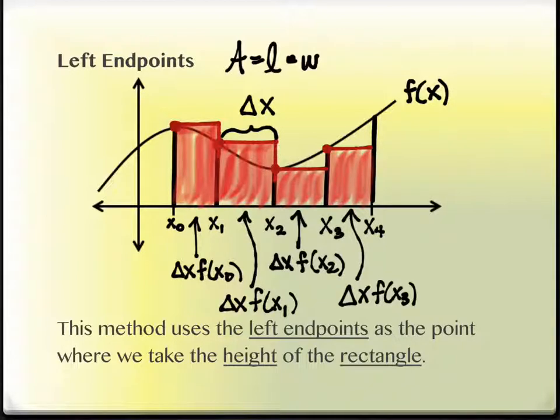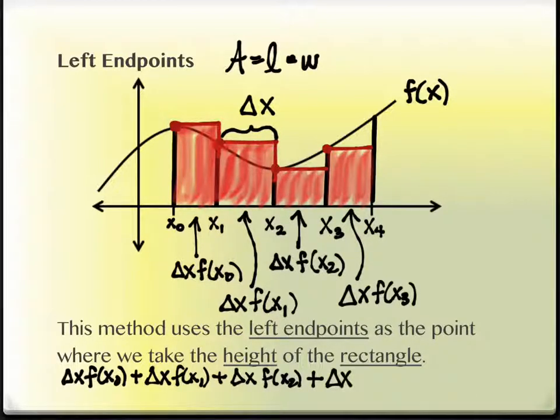Okay, but the goal then is to take all those areas and do what with them? Add them together. So what I actually want to see is delta x times f of x0 plus delta x times f of x1 plus delta x times f of x2 plus delta x times f of x3. That's what I want to see.